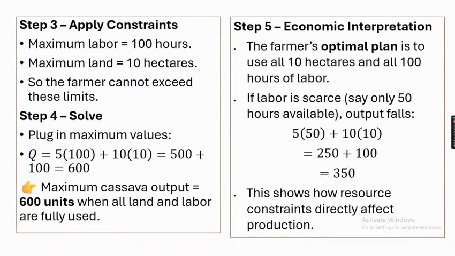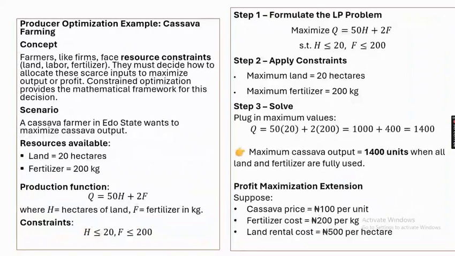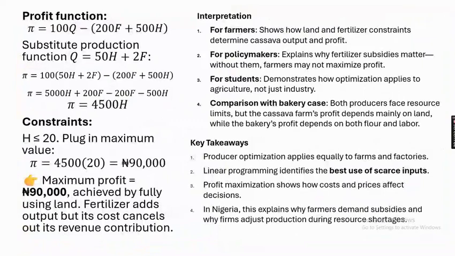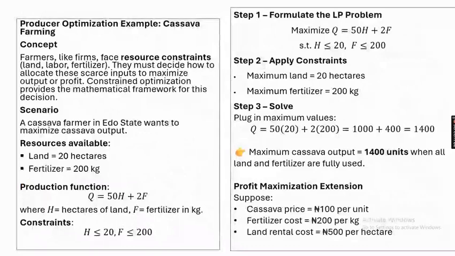If labor drops to 50 hours, output falls to 350 units. This shows how resource scarcity directly affects production. Linear programming helps farmers decide how much cassava to plant given land and labor limits. It also guides agribusiness and policymakers in designing fertilizer or mechanization subsidies.